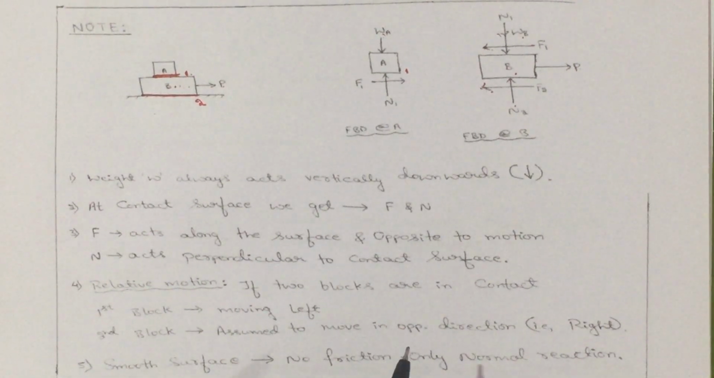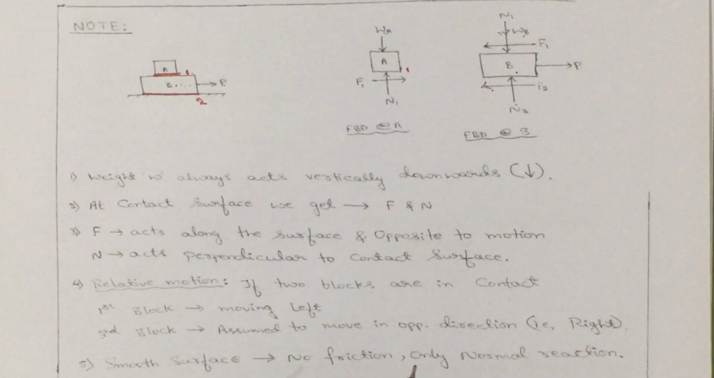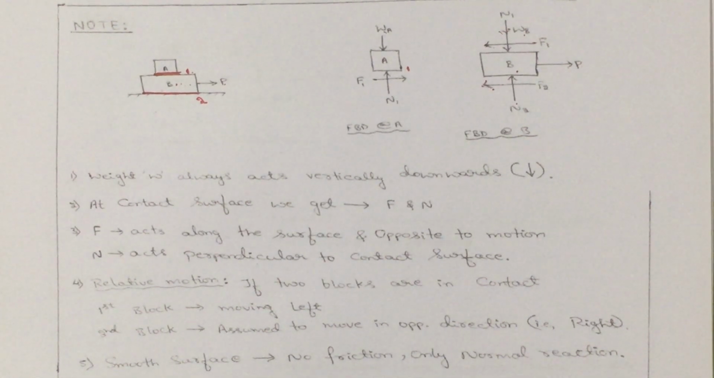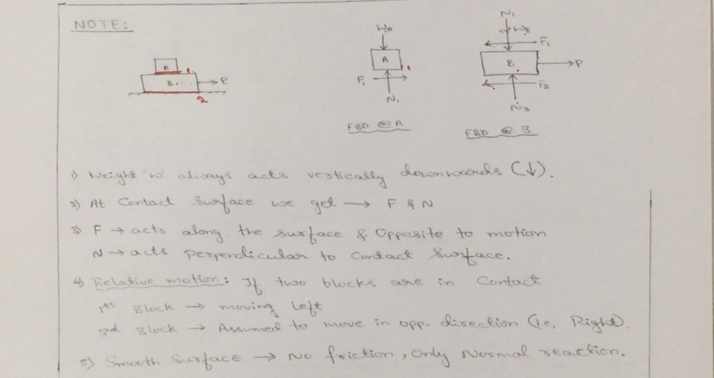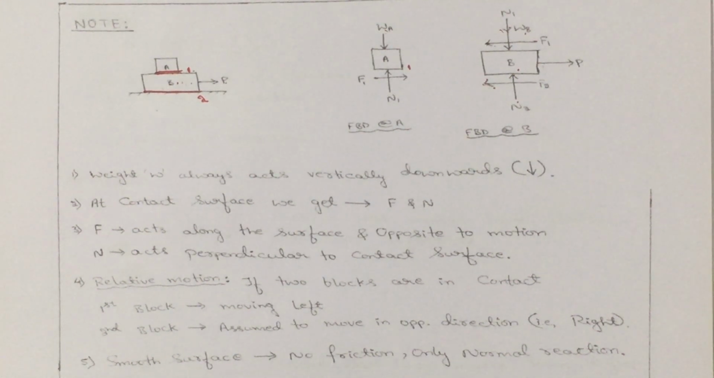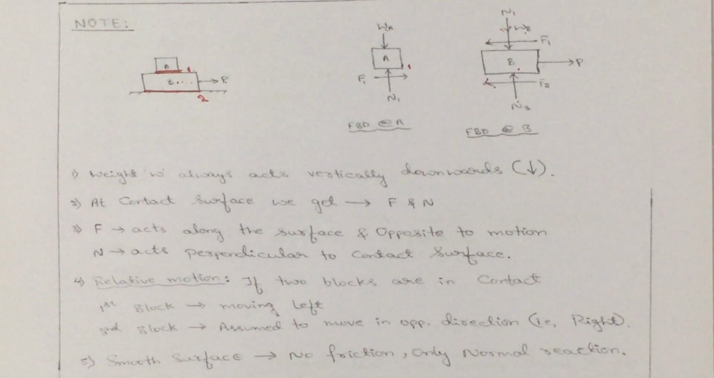First, we need to take the block, then write the weight, then write the attachments, then find out the contact surfaces. At the contact surfaces, write a parallel line and a perpendicular line. Then the parallel line will be the frictional force, and the perpendicular line will be the normal reaction. A frictional force always acts opposite to the motion. If the body is moving leftward, it will act rightward. If the body is moving rightward, then it will act leftward.